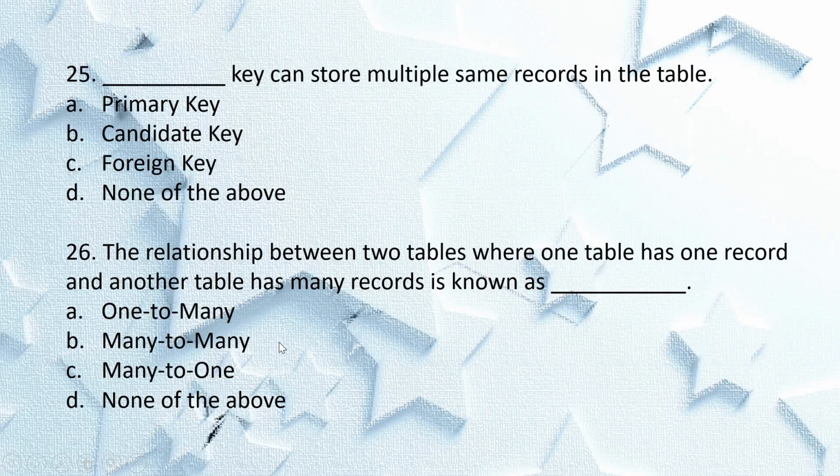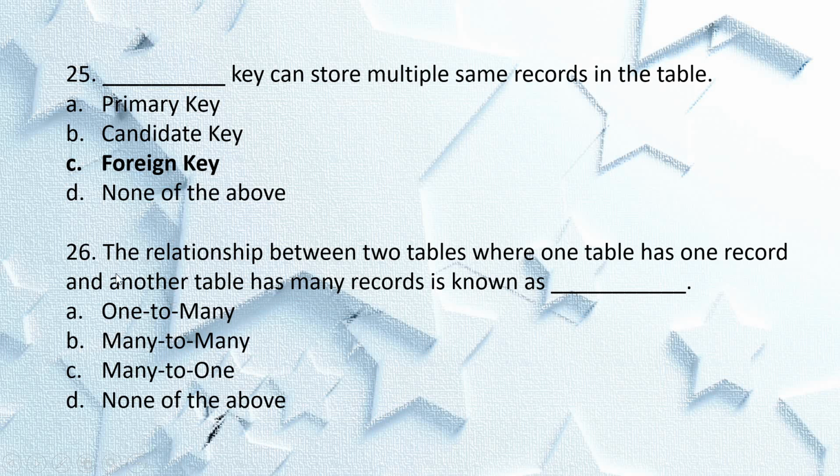25 and 26, only these two questions are left, students. Dash key can store multiple same records in the table. Primary key, candidate key, foreign key, none of the above. The correct option is C part, foreign key. It can store multiple same records in the table.